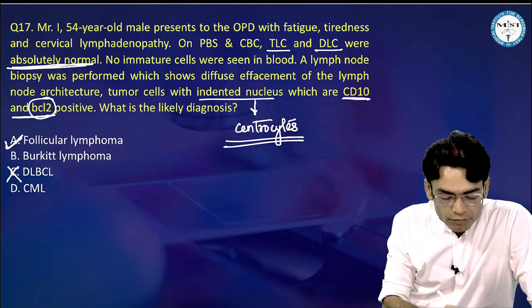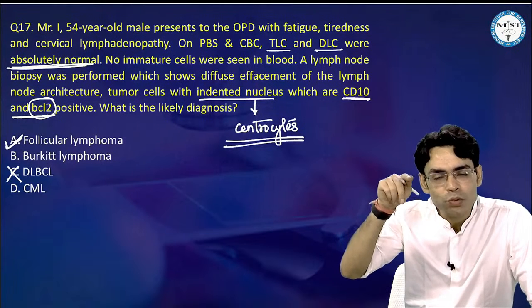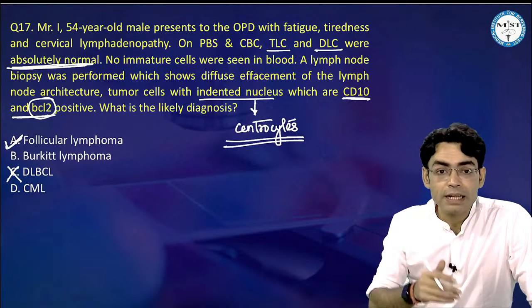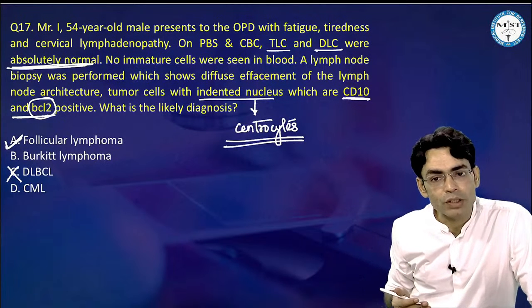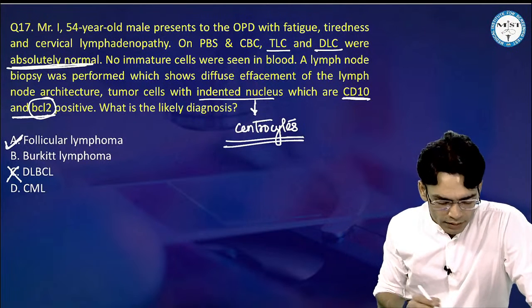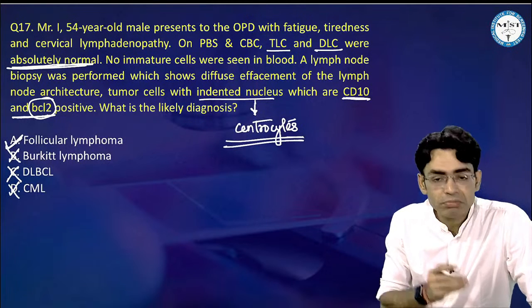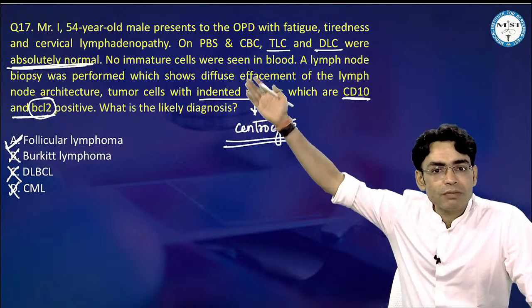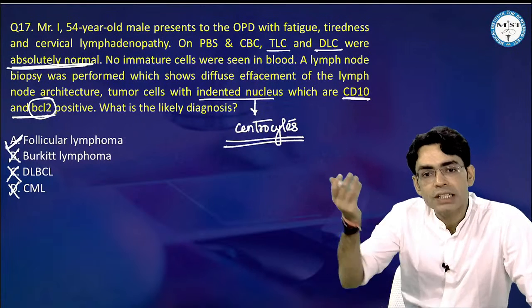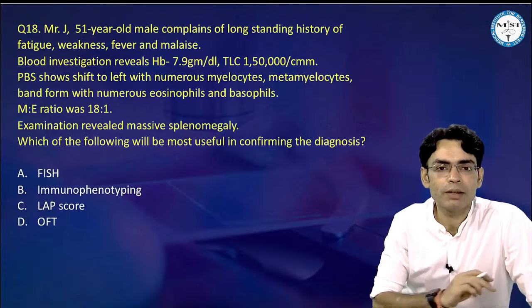Follicular lymphoma, remember the number 2. How many letters in follicular lymphoma? 2, F and L. So BCL2 positivity. Don't get me wrong, you can have BCL6 positivity also in follicular lymphoma, but if you have to choose between 2 and 6, always go with 2. It can't be Burkitt's lymphoma. CML? Why not CML? Because TLC and DLC is absolutely normal. In a leukemia, obviously TLC should be high. So the correct answer is A, follicular lymphoma.